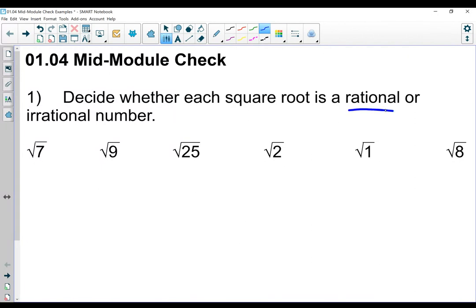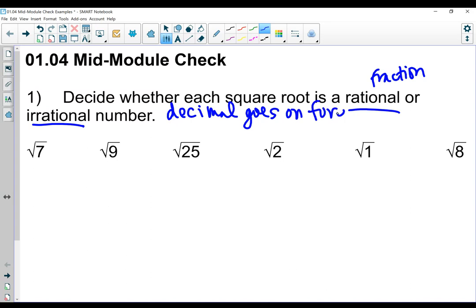Remember, a rational number I can write as a fraction, and an irrational number is a decimal that goes on forever, so it does not terminate, and it has no pattern. So the way I would tell when I'm looking at square roots is if it's a perfect square, and I can easily take the square root, then it's going to be rational.